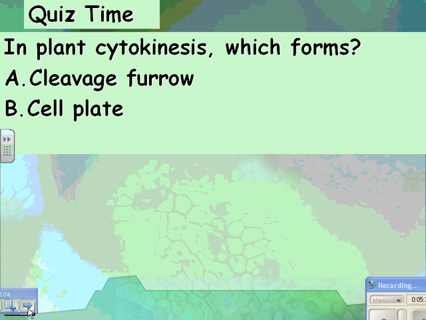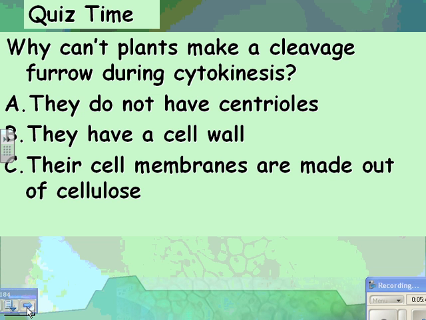Quiz time. In plant cytokinesis, which forms? And the answer here is cell plate, because it makes a cell wall. Why can't plants make a cleavage furrow during cytokinesis? They do not have the centrioles, they have a cell wall, their cell membranes are made out of cellulose. The answer here is they have a cell wall.